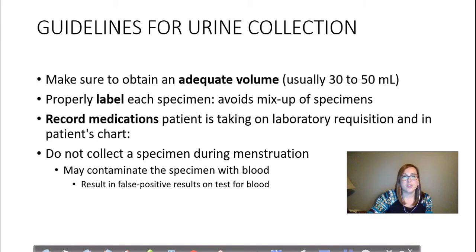So the guidelines for urine collection, you want to make sure that you obtain an adequate volume, usually 30 to 50 mLs, and your specimen containers are calibrated so you know exactly how much that is. Again, you want to make sure you properly label each specimen to avoid any mix-up of specimens or containers, and you want to record medications the patient is taking on that laboratory requisition if needed. You also want to try not to collect a specimen during menstruation because it can contaminate the specimen with blood, giving a false positive result.